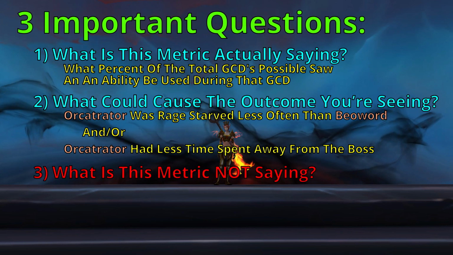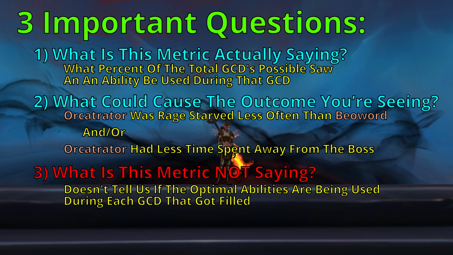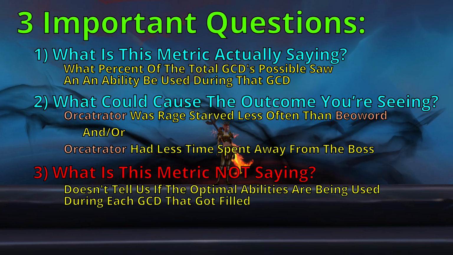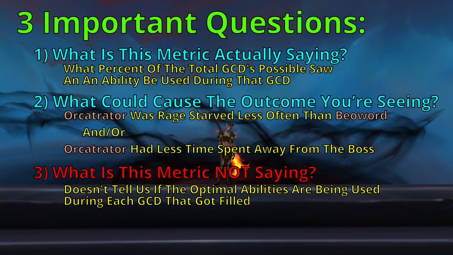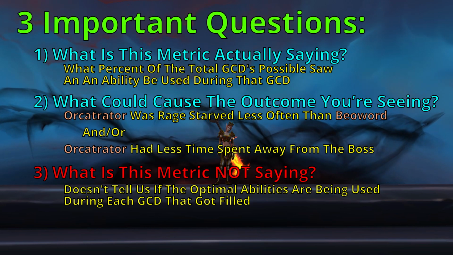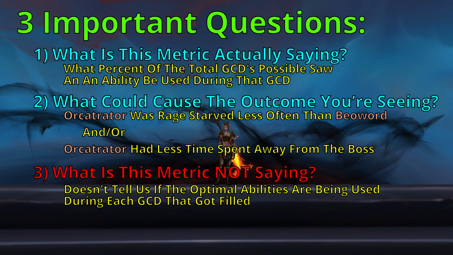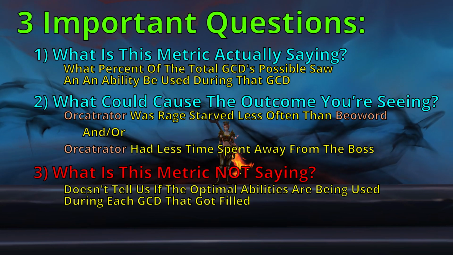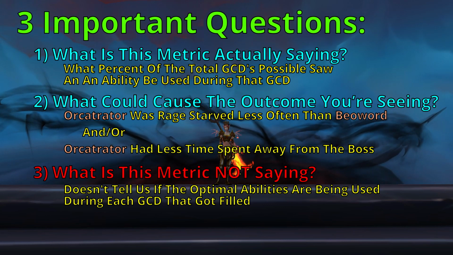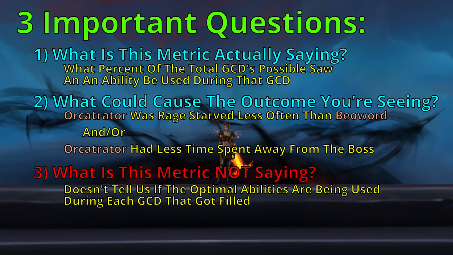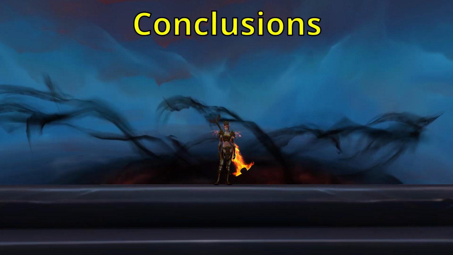Finally, what is this metric not telling us? This particular metric says nothing about whether or not the abilities that were being used to fill these global cooldowns were the correct ones. It would be entirely possible to cheese this metric by spamming hamstring the entire fight. Now, if you did this, yeah, you probably would have great GCD utilization, but your damage would be utter garbage, which is why I'm particularly fond of the 2 metrics that I've highlighted in this video, because each metric takes care of the limitations of the other metric.